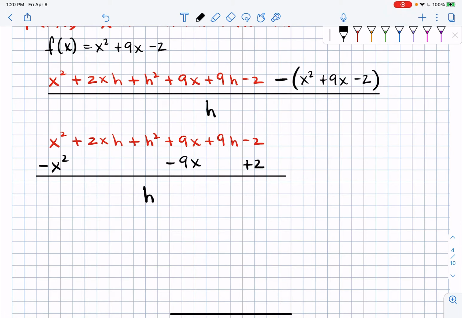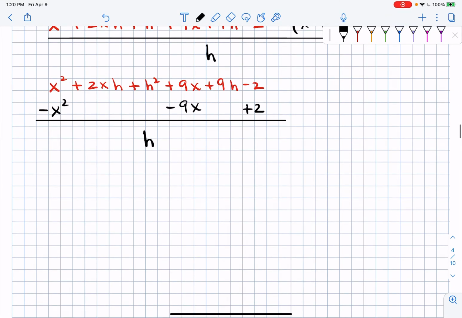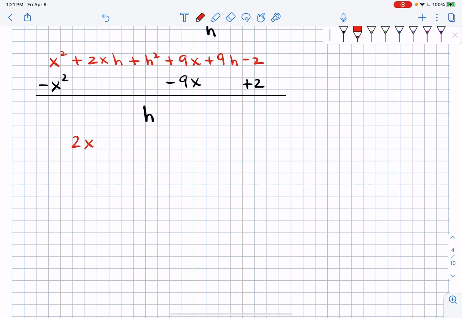Okay, so notice what I just did, right? I just took the first part, which is the f of x plus h. That's going to stay the same, but because of the subtraction sign it's going to flip all the signs on that second group. So as I'm flipping the signs, I might as well put it underneath their like terms so it's easier to see. So with that being said, what do I have? I have 2xh plus h squared plus 9h left, and that's going to be all over h.